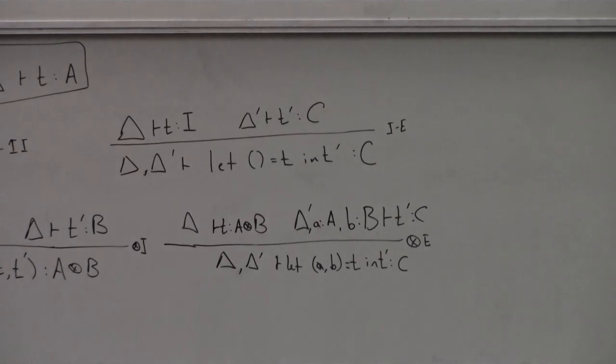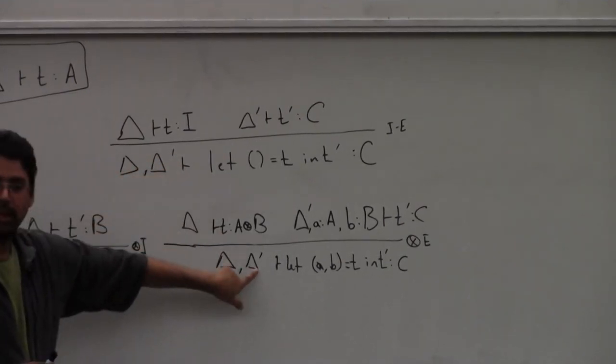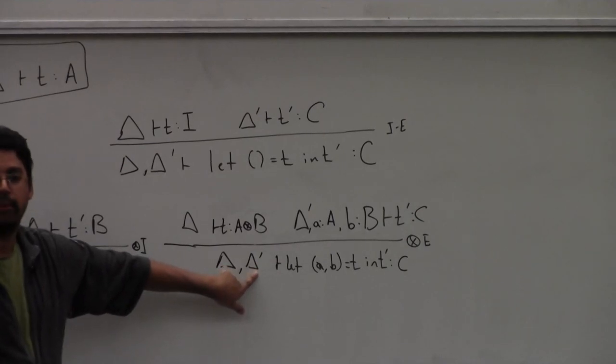Yes? How do you guarantee that, you made a statement about the context being permission user variable exactly once. Yes. So how do you guarantee that the binding of A and B are used exactly once in T prime? So the invariant of the system is that if T has the type A under delta, then every variable in delta is used precisely once. And so here we're saying all of the variables delta, delta prime are going to be used exactly once.